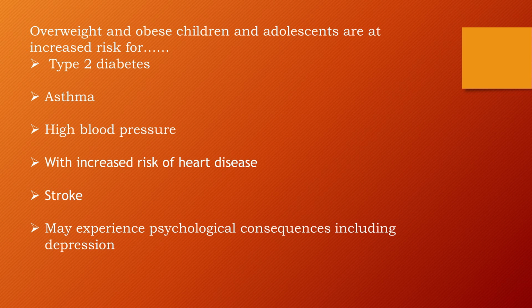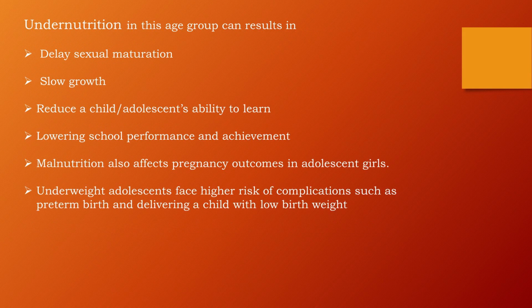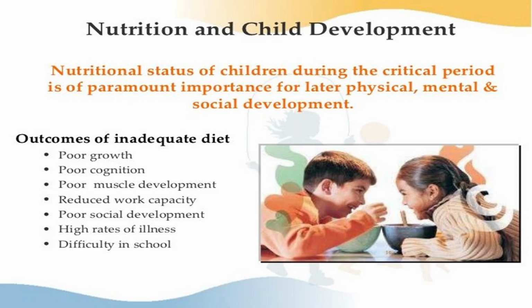Then we saw the bad effects of undernutrition. Among those, what is very important for this age group is lowered school performance and achievement, and a greater chance of infections. All these affect your body, and you may develop poor growth, poor cognition, and poor muscle development. What is very important is that you may have a poor social life and difficulty in school in gaining whatever achievement you want.